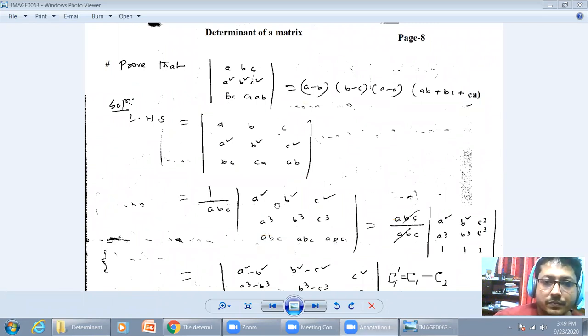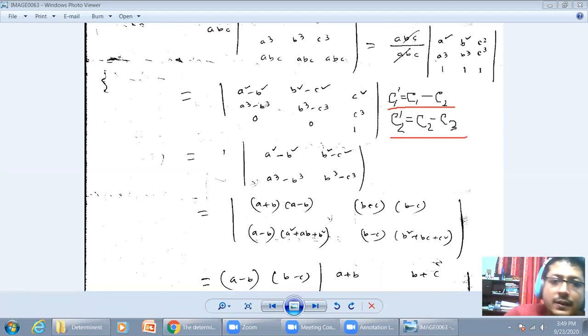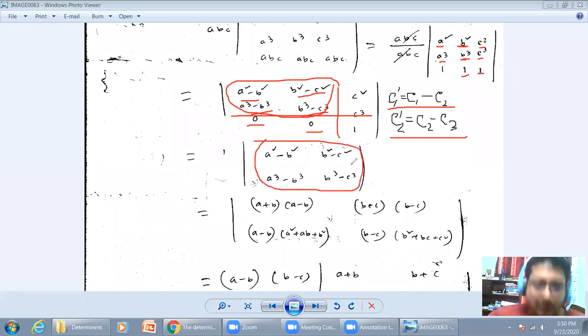Now we apply C1 prime equal to C1 minus C2, C2 prime equal to C2 minus C3. That means C1 prime column: A square minus B square, A cube minus B cube, 1 minus 1, 0. And again C2: B square minus C square, B cube minus C cube, 1 minus 1, 0. We can only take this part. This is the same part.